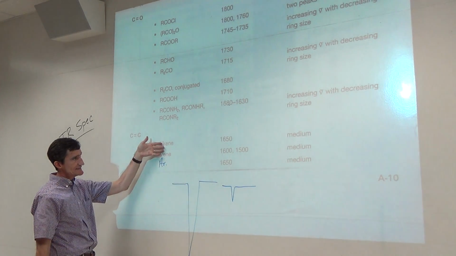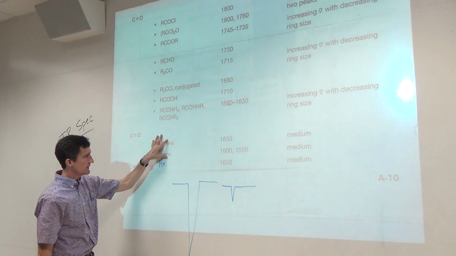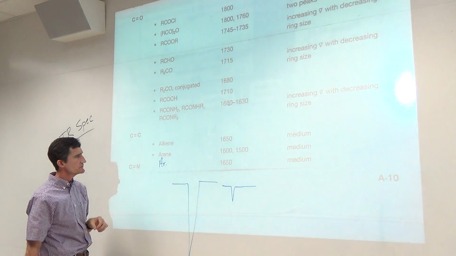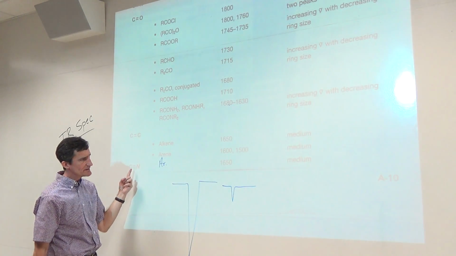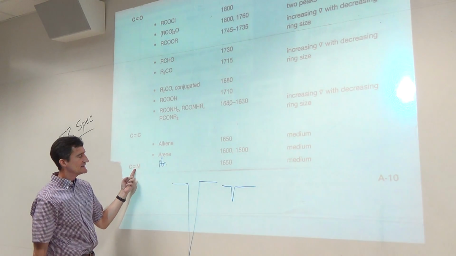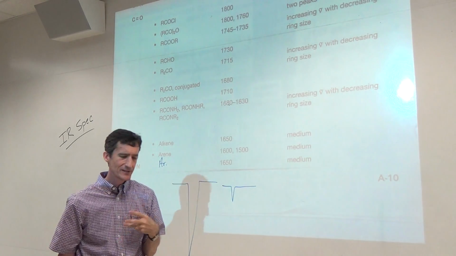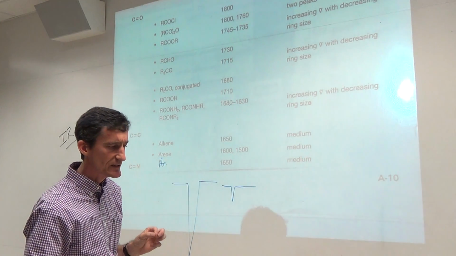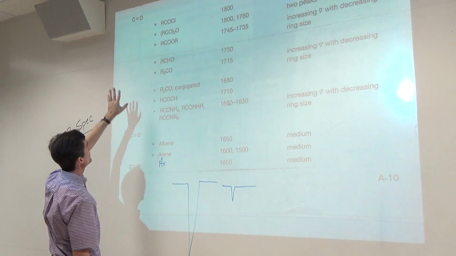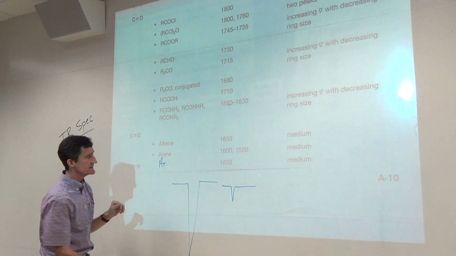Probably best to see these when we do precise examples. Nothing much else to say here. Your CN is not that common. It's sort of commonly seen in lots of molecules, but we don't look for it quite as often in the IR as we do certainly the carbonyl or the CC.